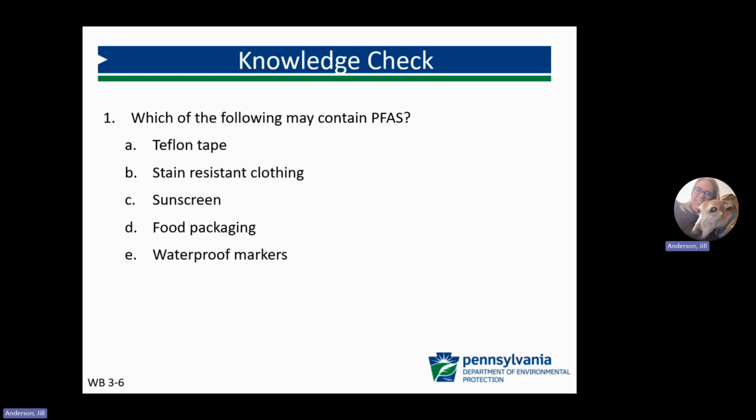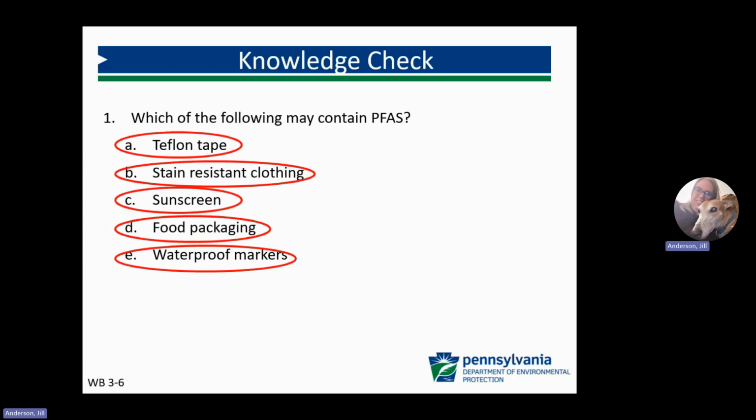Let's review the answers for activity number 2. Question 1, which of the following may contain PFAS? The correct answer is all of them, A, B, C, D, and E. They all could contain PFAS and be a potential source of cross-contamination during sampling.